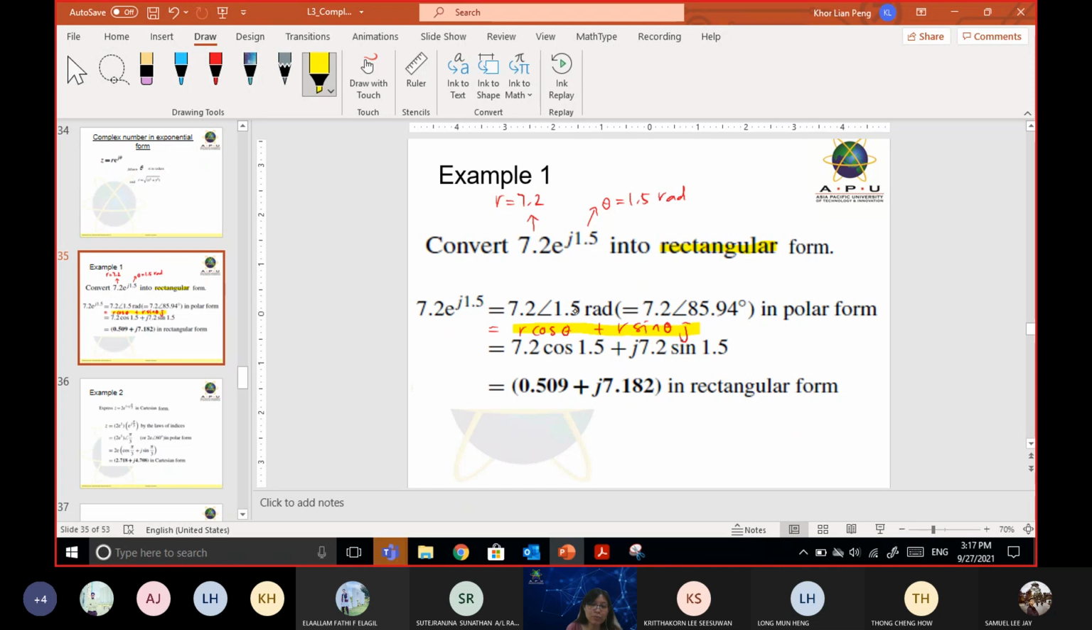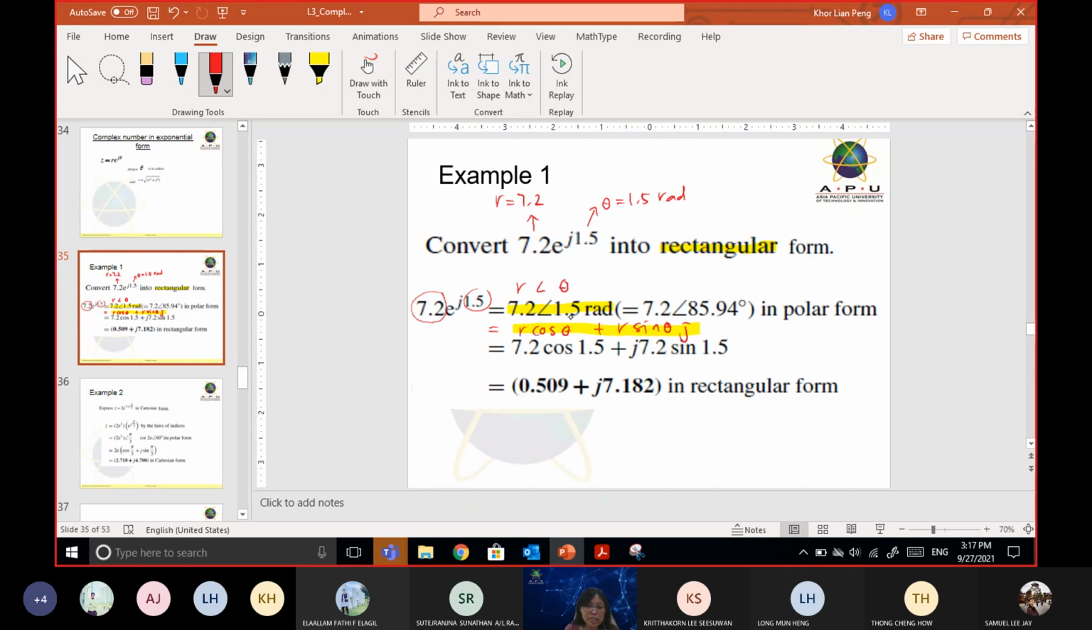In other words, you can put it in the polar form first. Because the polar form is r angle theta, from here we know that the r is 7.2 and the theta is actually 1.5.